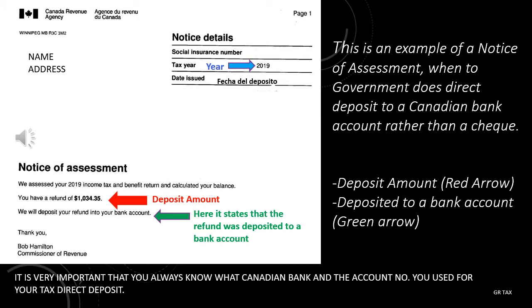This is an example of a notice of assessment, when the government does direct deposit to a Canadian bank account rather than a check. Deposit amount by the red arrow, deposited to a bank account by the green arrow. It is very important that you always know what Canadian bank and the account number you use for your tax direct deposit.